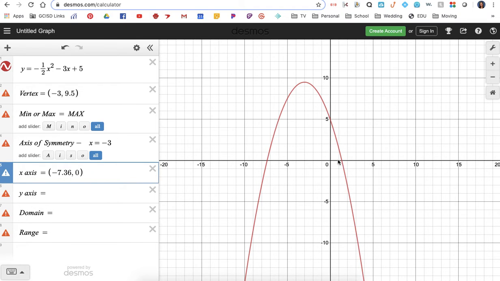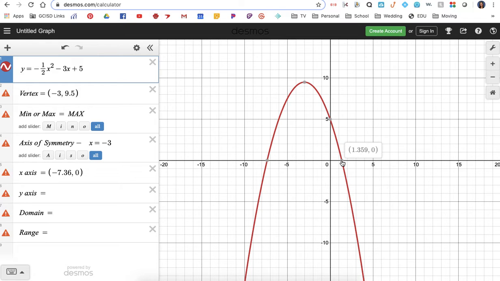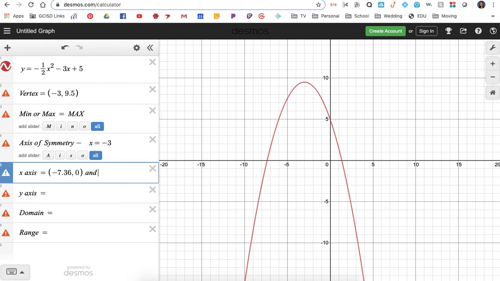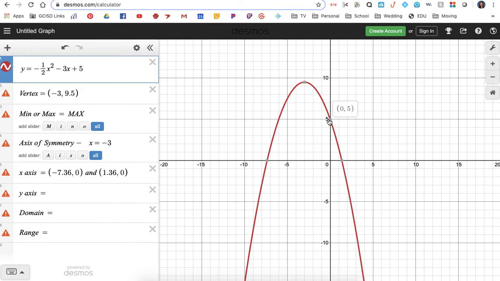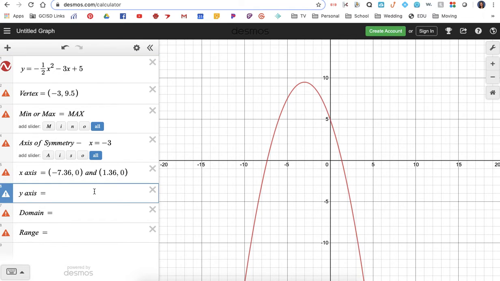If I come over here and click on this one, there it is, 1.359, but we only want to do 2 decimals, so 1.36, comma 0. Remember that we're writing them with points and parentheses. You do not get to just list the numbers, okay? Y-axis. If I come up here and I click on where my parabola crosses this Y line, somewhere right around here, it looks like 5, and when I put my cursor on it, it is, so 0, comma 5.